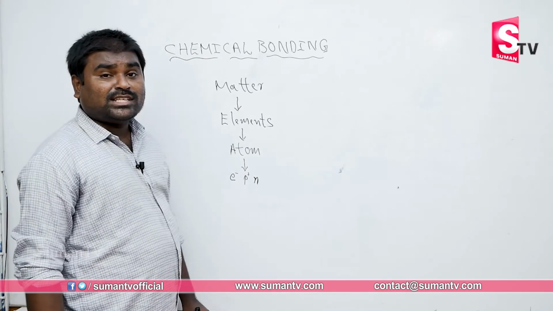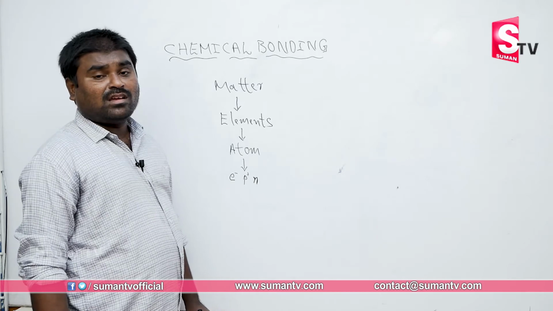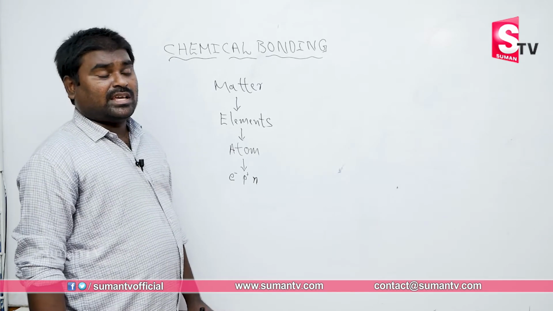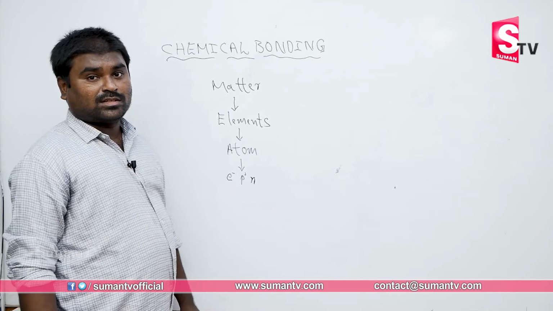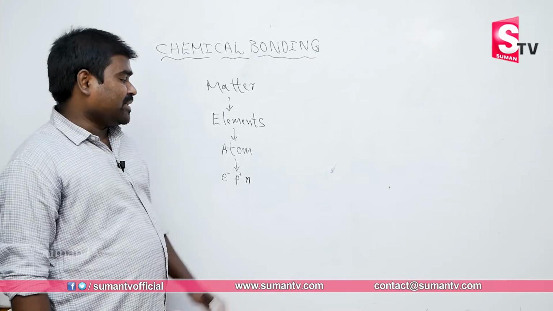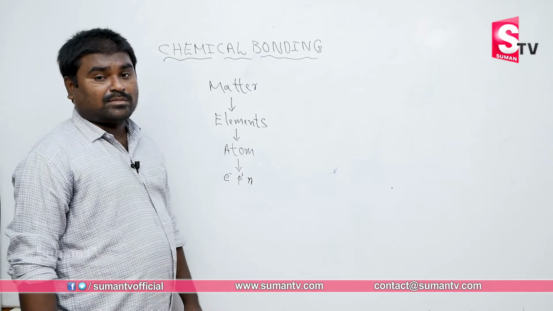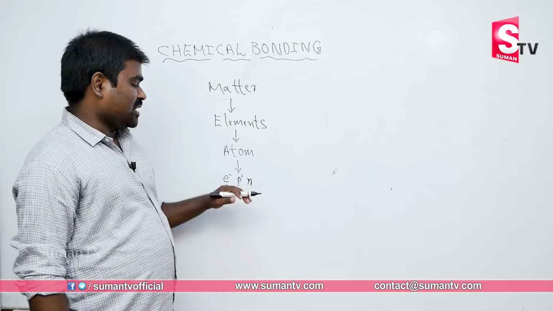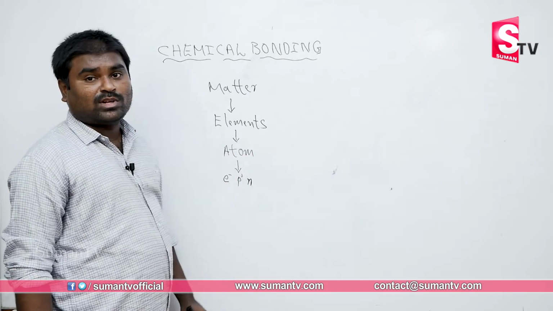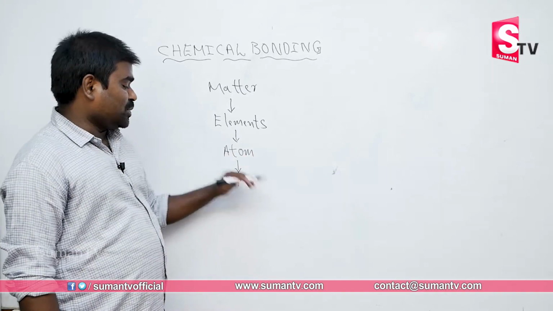Now, what is the definition of an atom, children? The atom is the smallest particle, the very tiniest particle, which we can't separate further into a new substance. Such type of particle we call an atom. Again, this atom is made up of electrons, protons and neutrons. These three are all inside the atom.